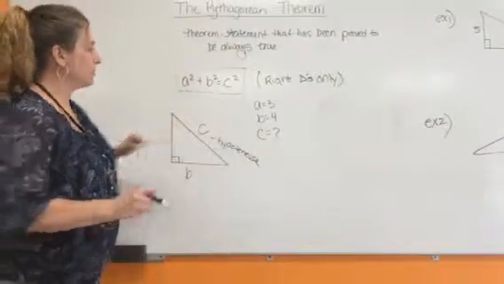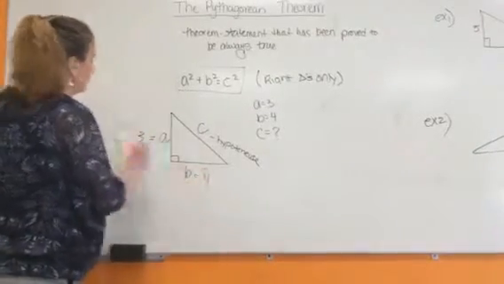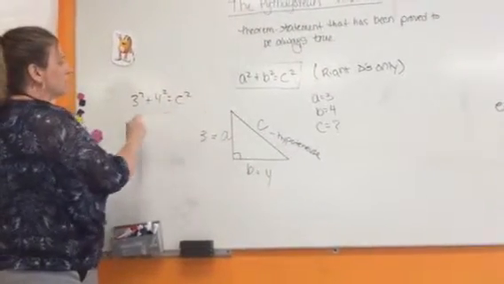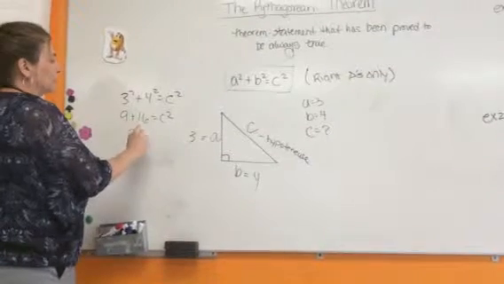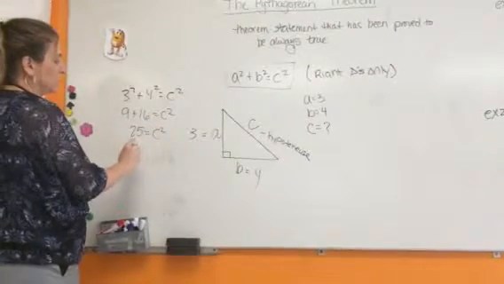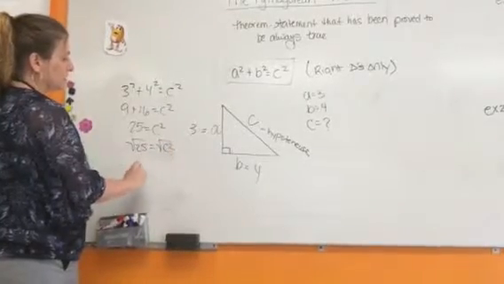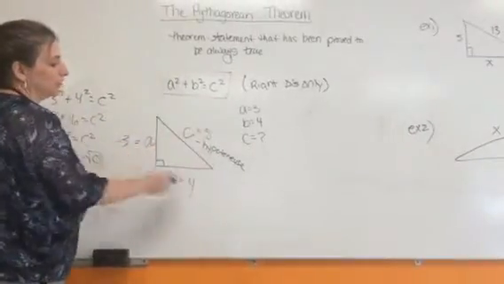If a equals 3, b equals 4, what is c? So we're going to go like this. 3 squared plus 4 squared equals c squared, or x squared. 9 plus 16 equals c squared. 25 equals c squared. So now you have to take the square root of both sides to solve for c. And c equals the square root of 25, which is 5. This is a common right triangle, 3, 4, 5.